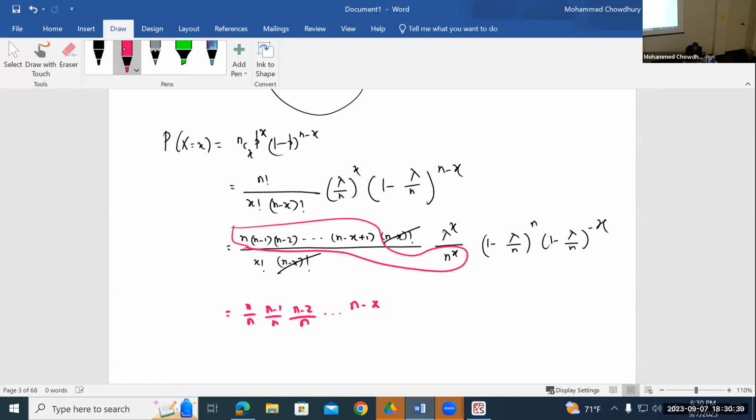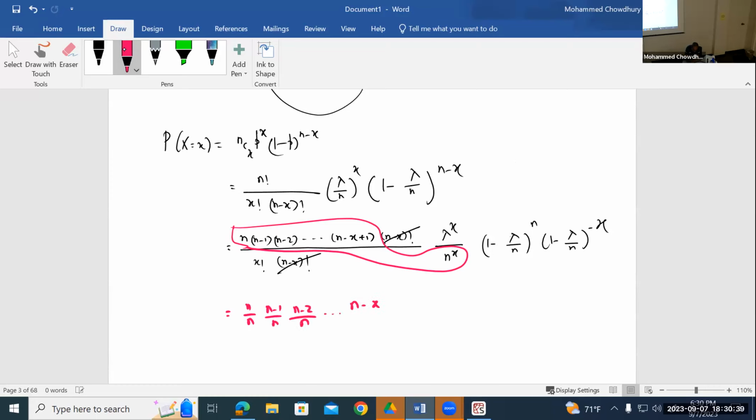Okay. We already got 66% of our desired Poisson model: lambda to the power x over factorial x. Take a look, 66%. Now we have to bring e to the power minus lambda. From these two quantities, we have to make e to the power minus lambda. Okay, how?